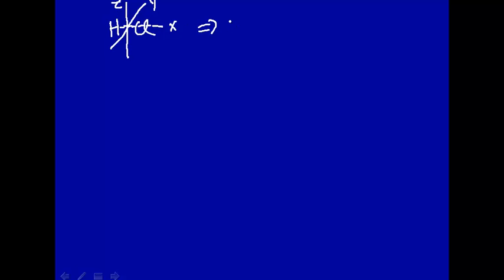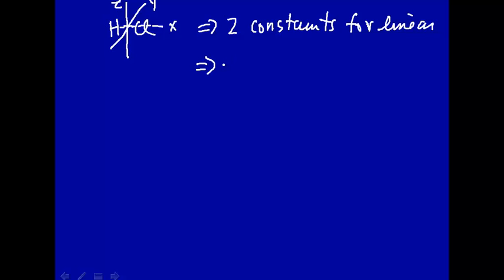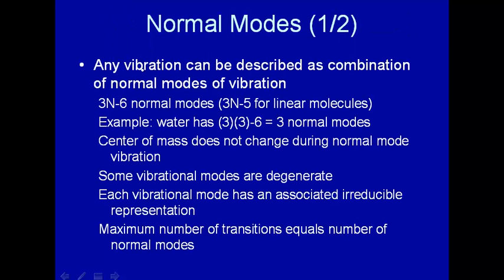So this implies that you only need to specify 2 constraints for a linear molecule. So now the total number of degrees of freedom after the translation and after the rotation for a linear molecule is 3n minus 5. All right, so that's the number of degrees of freedom that we're left with. Now those degrees of freedom are represented by normal modes of vibration. So there'll be 3n minus 6, or 3n minus 5 for linear molecules.